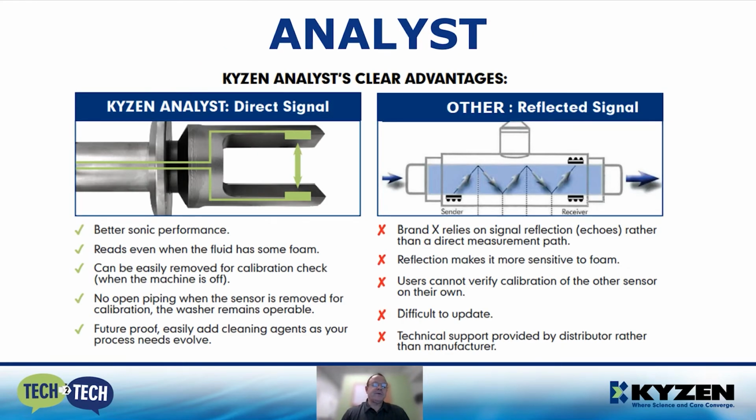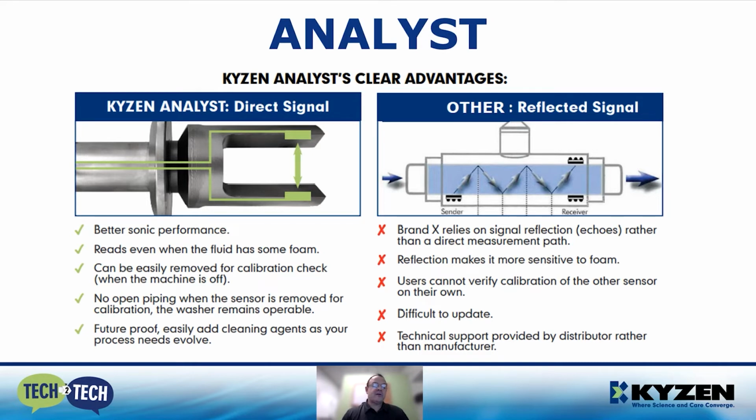So comparing it to other sensors in the market, basically the analyst uses a direct signal to measure the concentration, while other sensors in the market use a reflected signal. There are several advantages. The reflected signal tends to be prone to distortion or interference. The analyst can also read accurately even when there is foam. Reflected signal sensors tend to be affected by foaming.